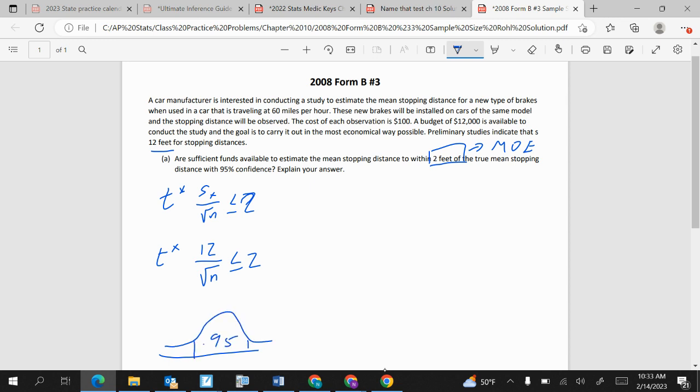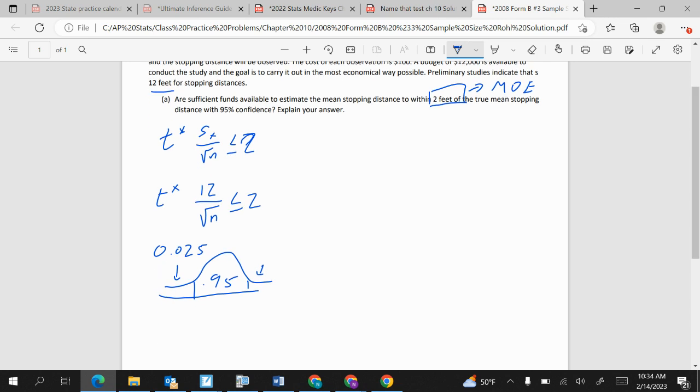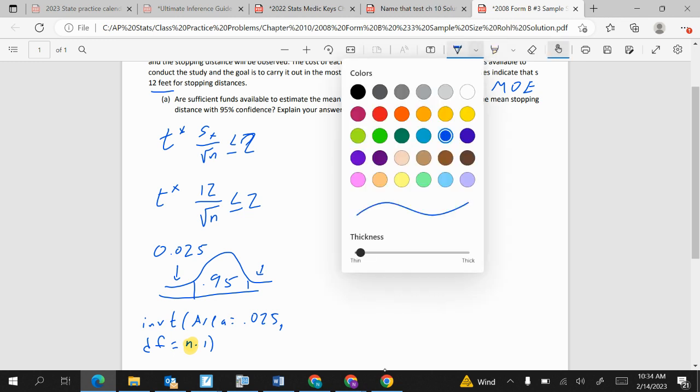So I want 95% of my data to be on the inside. That means on the outsides I have 5% total, which if I split that up evenly would be 0.025. So I'm going to go into inverse t. Area equals 0.025. And then I also need my degrees of freedom, which is n minus 1. And oh no, that is a problem, because I don't know what n is, right? That's the whole purpose of what we're trying to solve. So this method is not actually going to work.